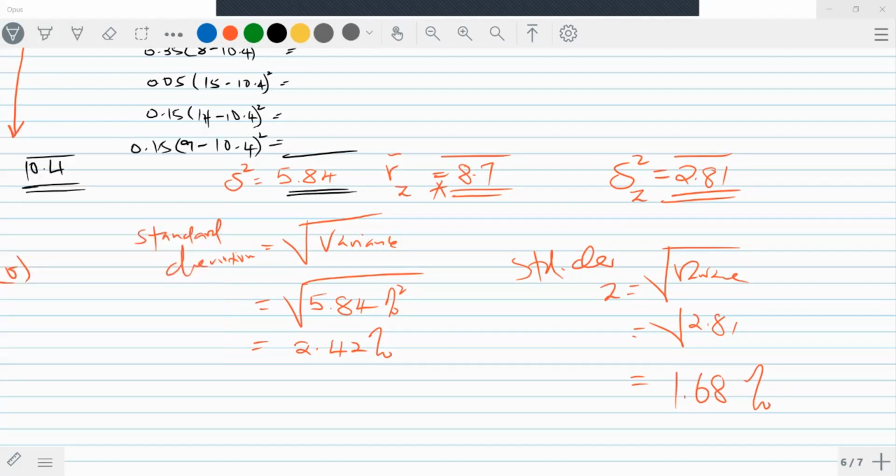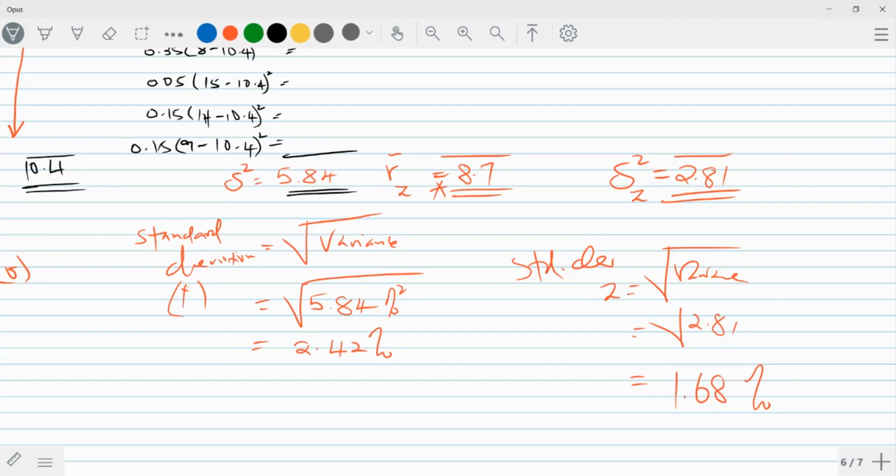1.6% therefore is the standard deviation for Z. This was for Y, and this is for Z. That's how simply we determine the standard deviation for the two stocks, for Y and for Z. Roman 2 is asking us the relative risk of Y and of Z.